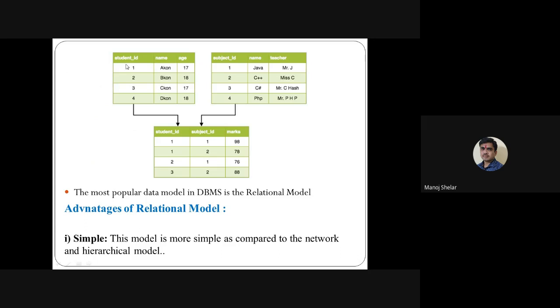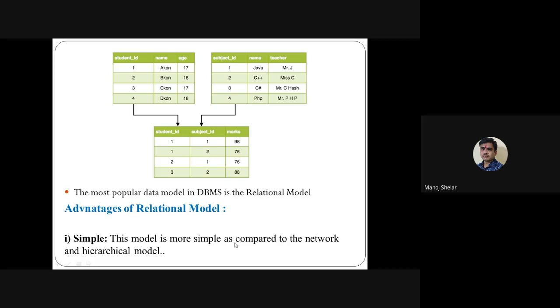So here simply, student ID, name and age are attributes of this relation. Student ID, name and teacher are attributes of this relation. Then student ID of the first relation, then subject ID of the second relation and marks of the second relation. So this is simple. Here we cover some attributes of this relation, and here some attributes of this relation. So that is the simple relational model. RDBMS means relational database management system.